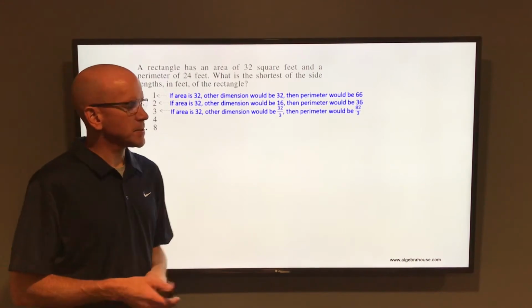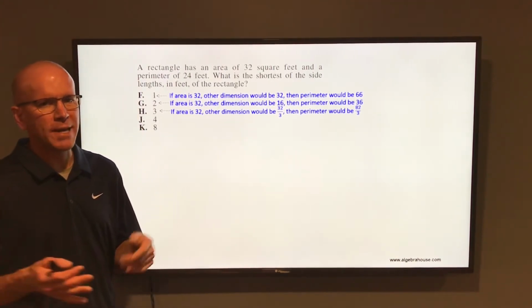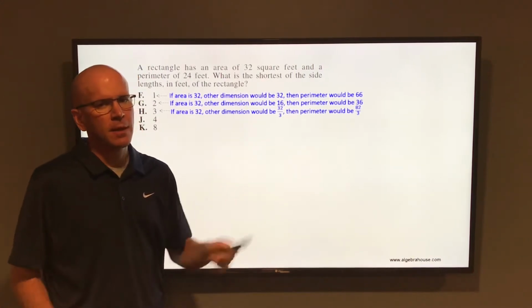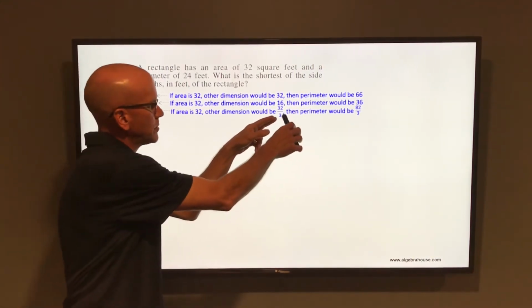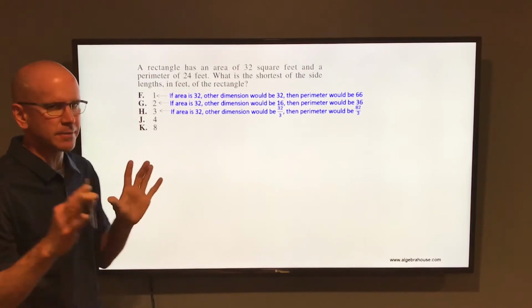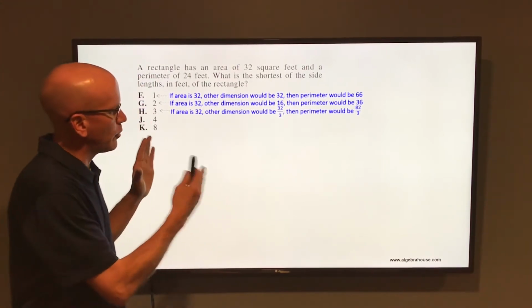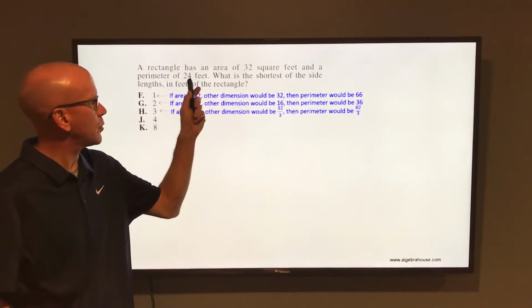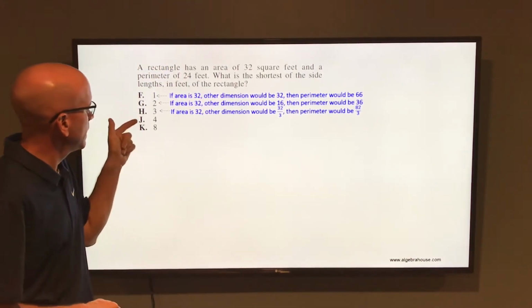Letter H, 3. If 3 was the width, then the length would be 32 divided by 3, or 32 thirds. So you would have 2 sides that are 32 thirds, 2 sides that are 3. I know this fraction's a little tough to deal with, but you would add those up and you would get 82 thirds for a perimeter. Again, we need a perimeter of 24, so that one is out.